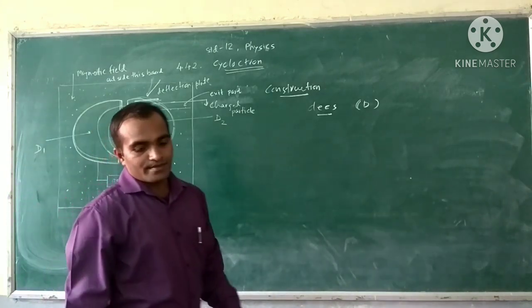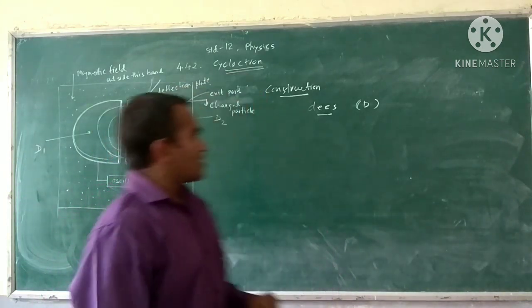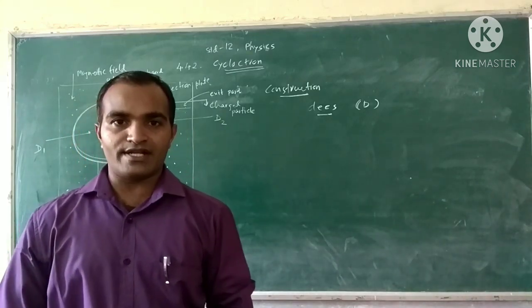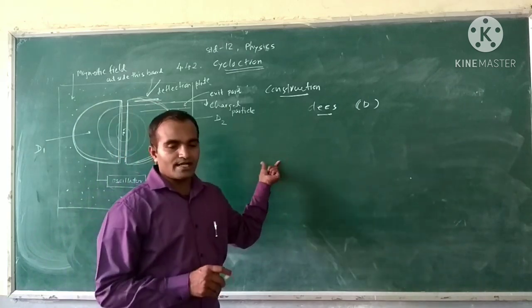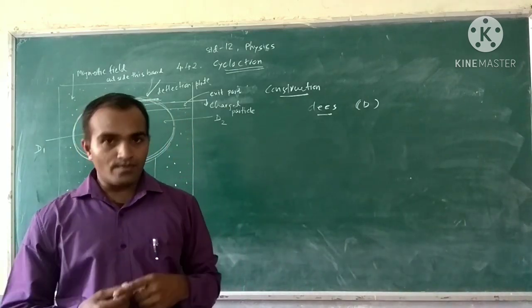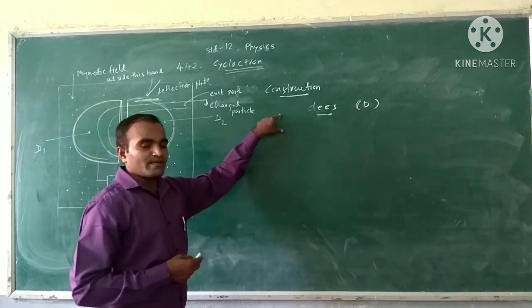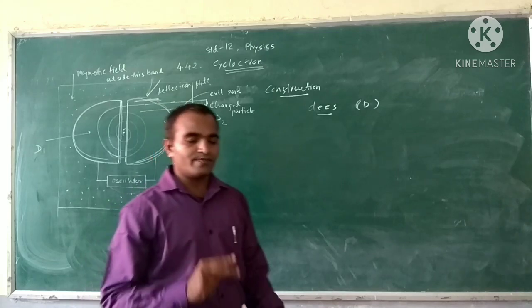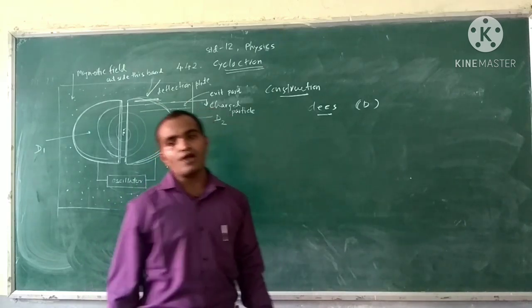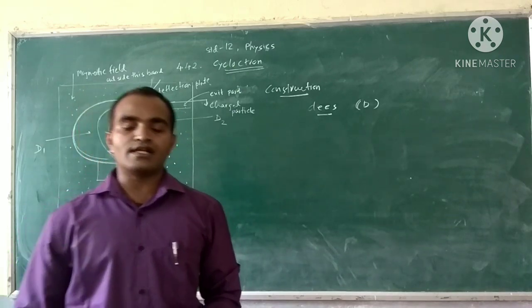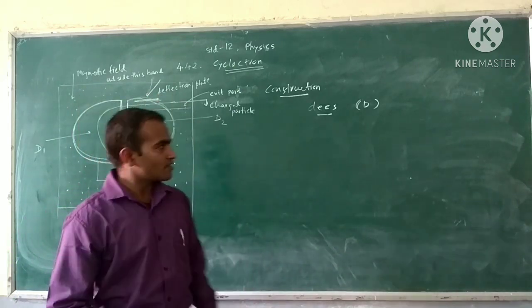In the previous section, you have learned that when the velocity of a charged particle is perpendicular to the magnetic field, the charged particle performs circular motion. Once again I am repeating, the velocity of the charged particle is perpendicular to the magnetic field, it performs circular motion, which you have learned in standard 11 as uniform circular motion.